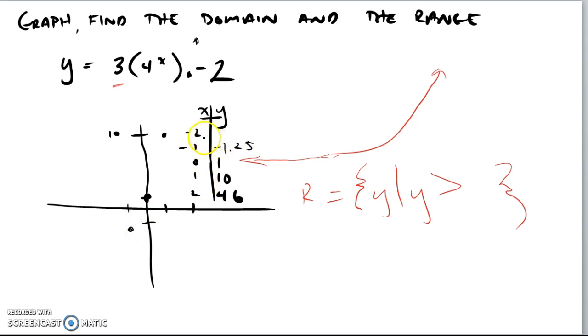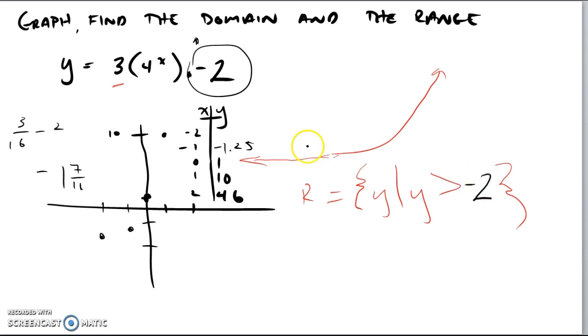And if I put in -2, I have 1/16. 3 times 1/16 is 3/16. 3/16 minus 2 is equal to -1 and 7/16. And what's happening is we're approaching -2, but we're never going to hit it. Bringing me to my point, you can easily figure out where the range is based on this. We're never going to hit -2, but we're going to get very close. So y is greater than -2.